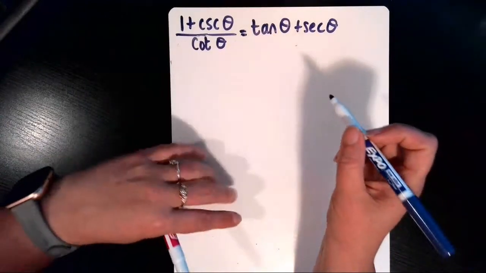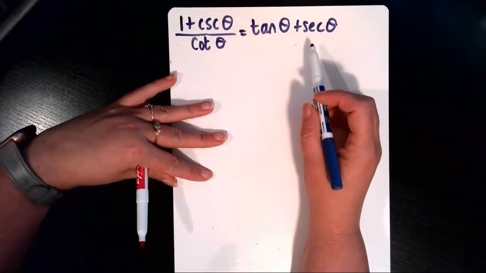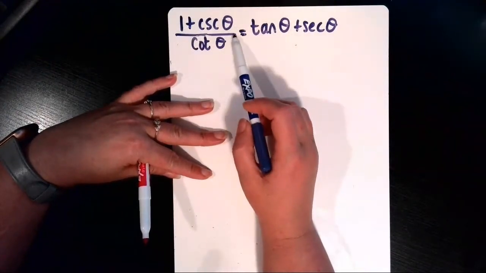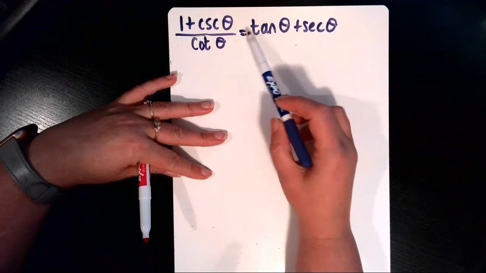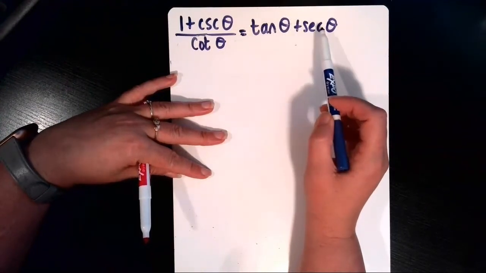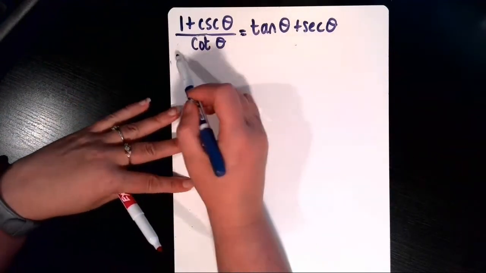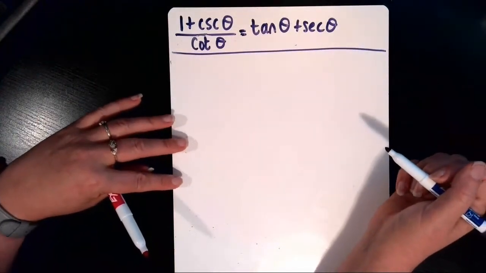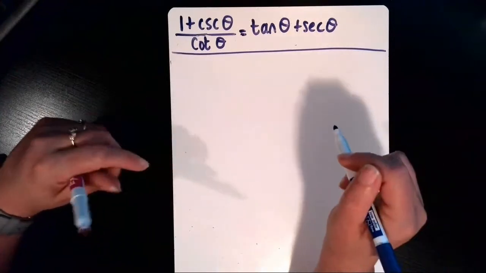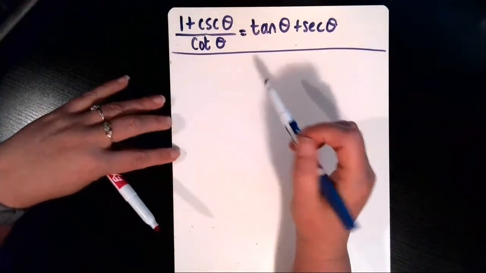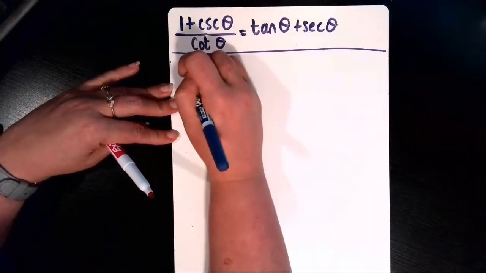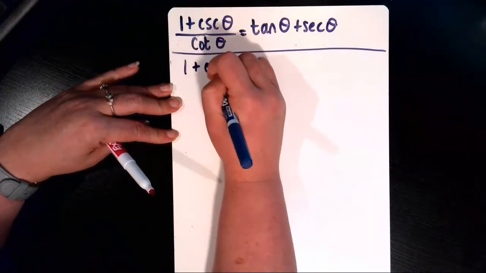Okay, so in this identity, we want to show that 1 plus the cosecant of theta, all divided by cotangent of theta, is equal to the tangent of theta plus the secant of theta. And when you're verifying an identity, you want to start with the more complicated side and use that as your given information, and then show that it equals the less complicated side. So this fraction looks pretty complicated. I'll go ahead and start with that.